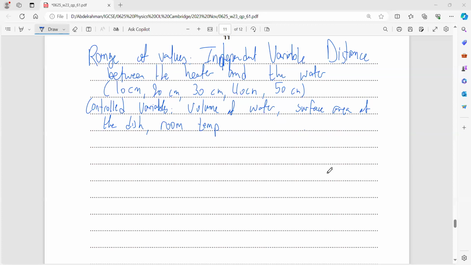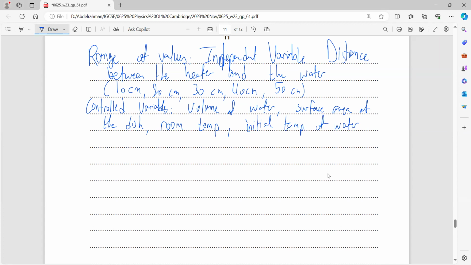Initial temperature of the water. Good. He already said that the water is at room temperature, but okay. Initial temperature of the water. Fine. These are the controlled variables.